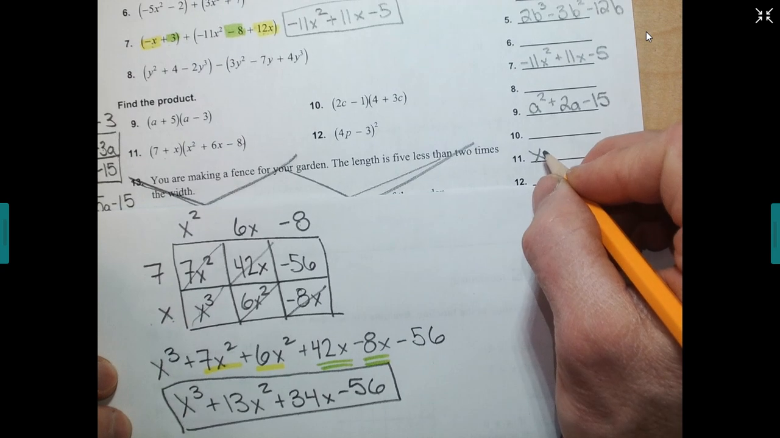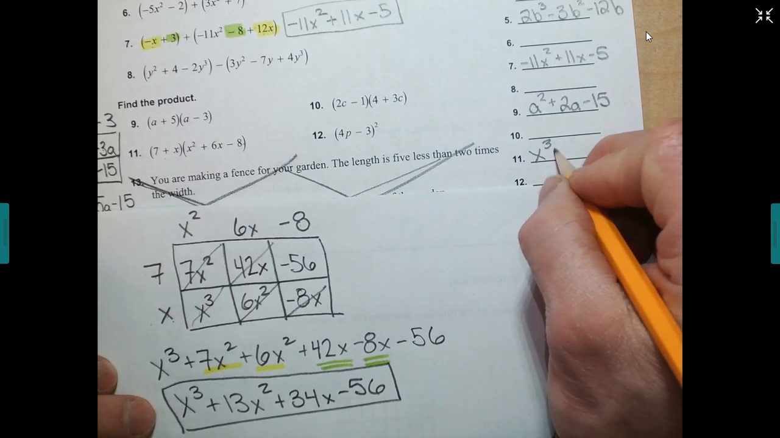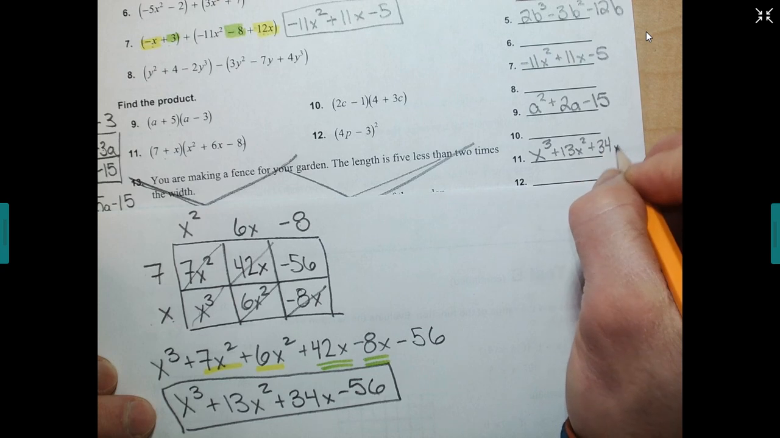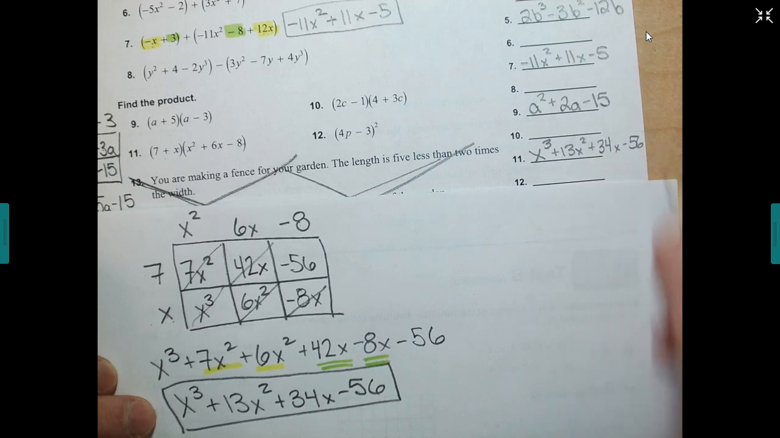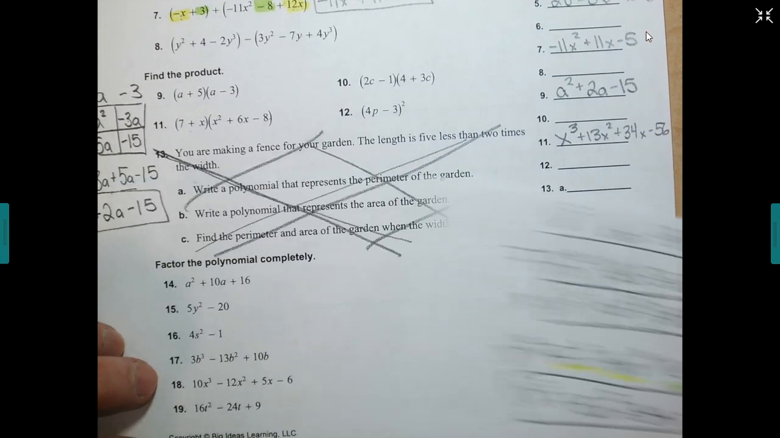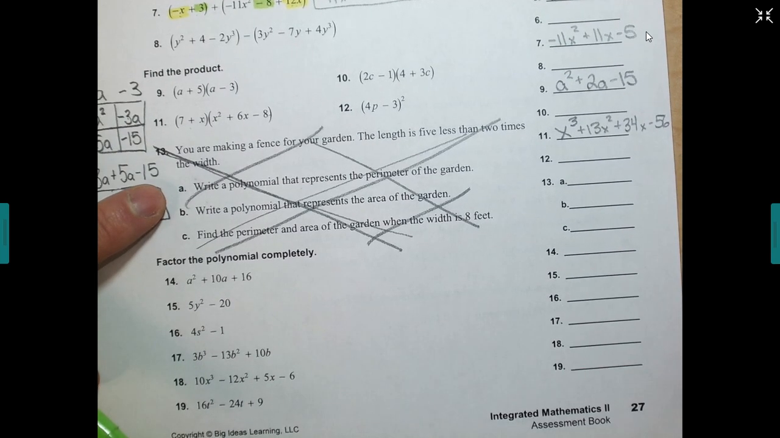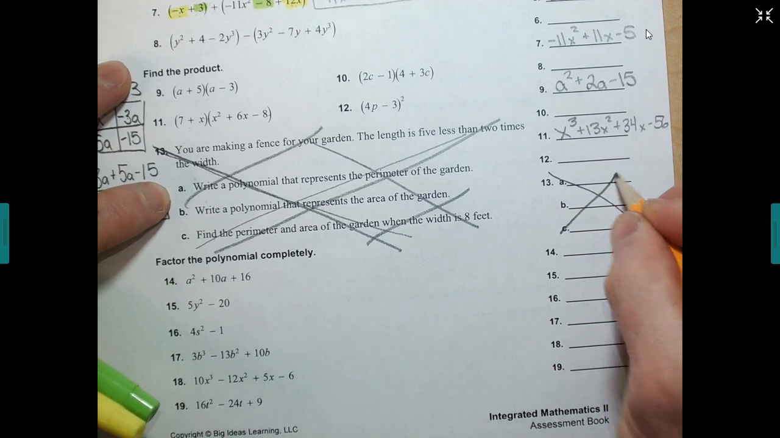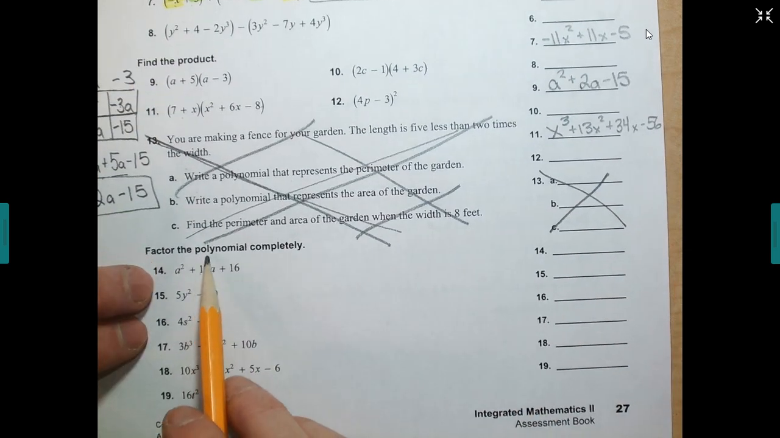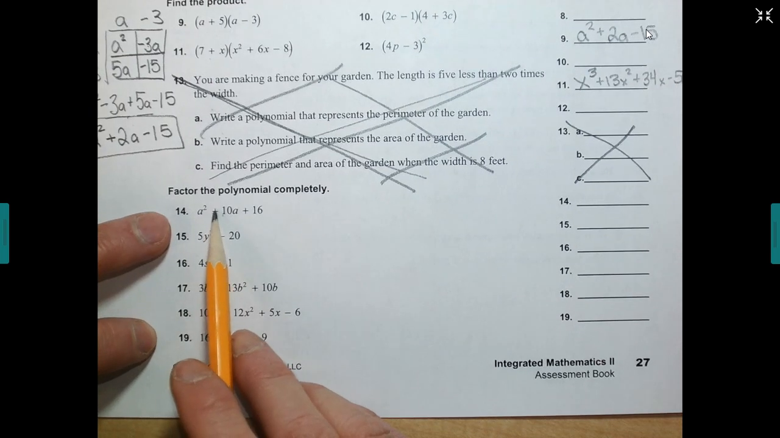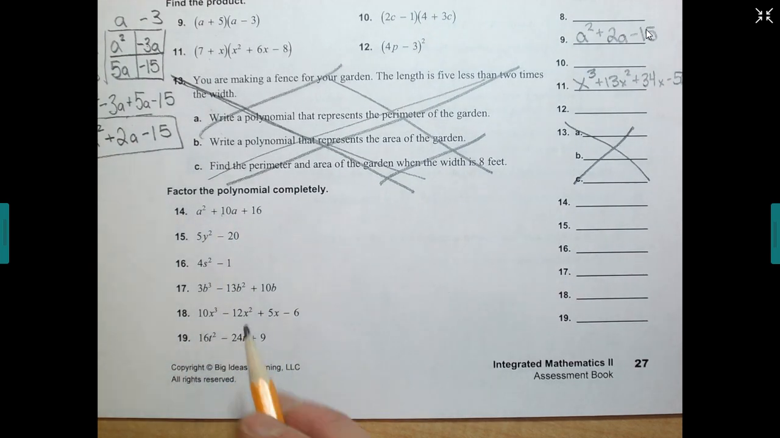Oh no, did I not show all that? Okay, let's move on to 13. You do not have to do. So factor each polynomial completely. 14, you get a try at that.